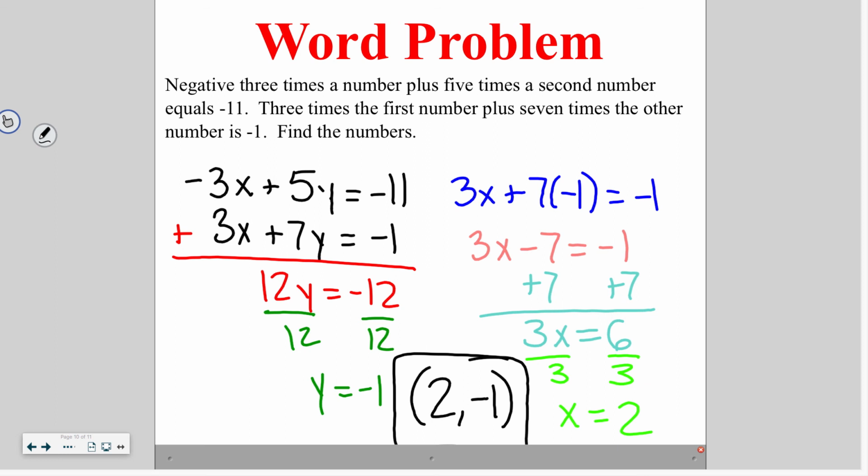And I did write these as an ordered pair. If you just left it as y is equal to -1 and x is equal to -2, that is okay. If you pick different variables, that is also okay. If you have questions about this or anything else when you get to class, please let me know.